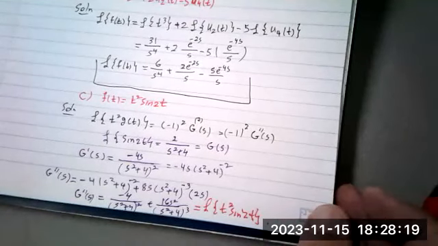Okay, so this is it. All of them can be done directly, but it takes time. So let's have one more. Part D, the power is lower, but the function is different.